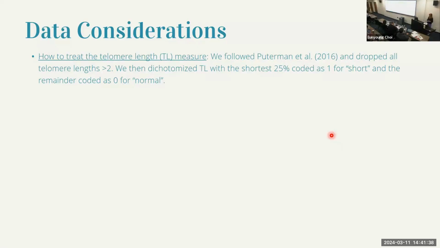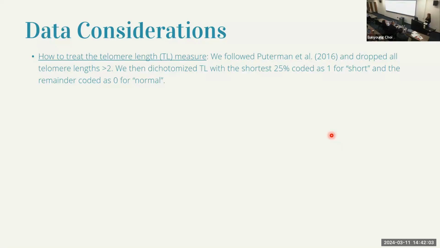So there are a few considerations we had to think about when we were thinking about what to do with the data. First is, what do we do with telomere length? Some studies use it as a continuous measure. Some studies dichotomize it. Some studies say anything above the number 2 is probably inaccurate, so you should cut it off at 2.